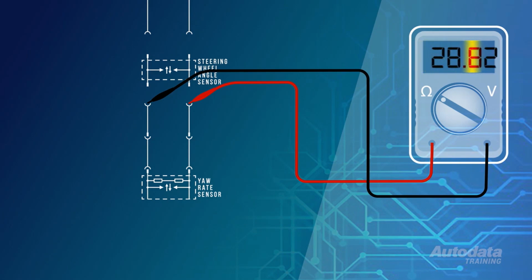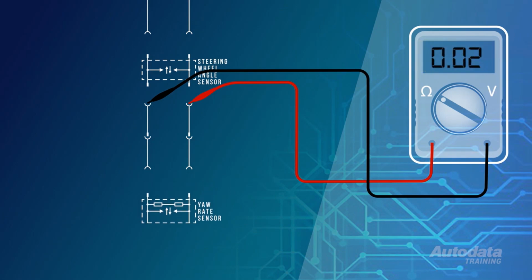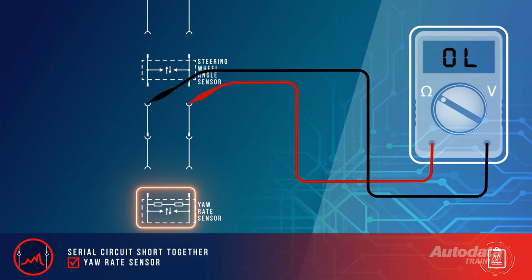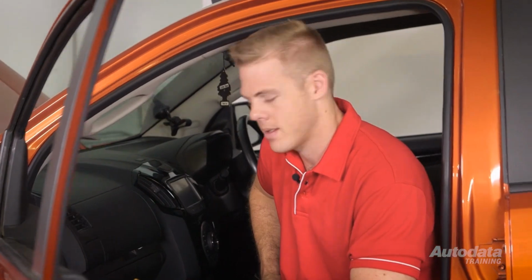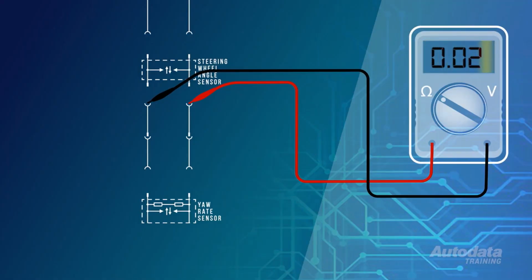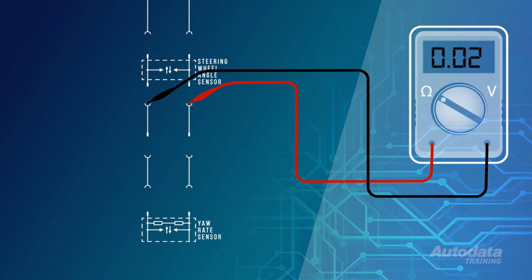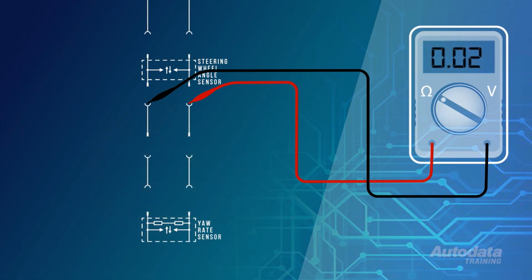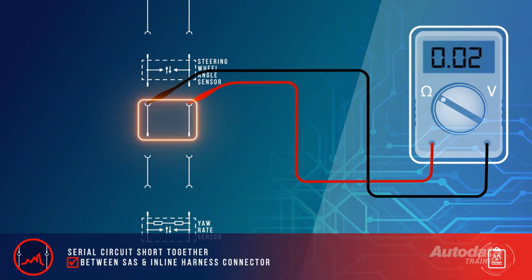However, if the meter displayed low to 0 ohms, disconnect the end module or sensor. If the meter reading shows an open circuit, this confirms the short is internal to the yaw rate sensor. Again, this would also be accompanied by other yaw rate sensor fault codes. If the meter continued to display low to 0 ohms, disconnect the next inline harness connector while watching the display. If the meter now returns an open circuit value, this localises the short between the yaw rate sensor and inline harness connector. But if the meter still displayed low to 0 ohms, the short is between the steering angle sensor and the inline harness connector.